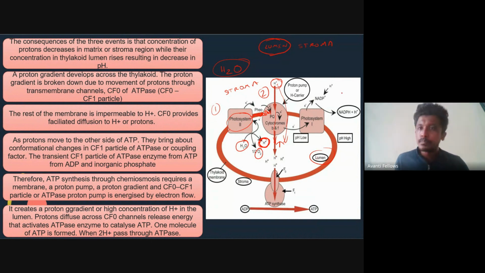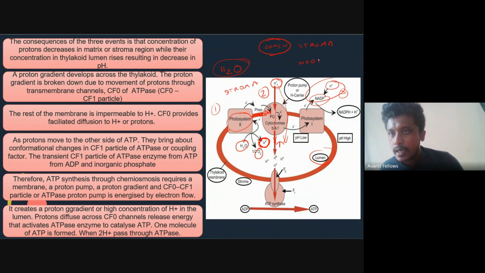Next one, the third case. In the stroma, what we see is the presence of NADP plus and H plus. Because of this, they have a special type of enzyme called NADP reductase. Okay, I will write it here. NADP reductase. Now, NADP reductase, which is present in the stroma, will take the hydrogen that is present in the stroma and start reducing NADP plus to NADPH.